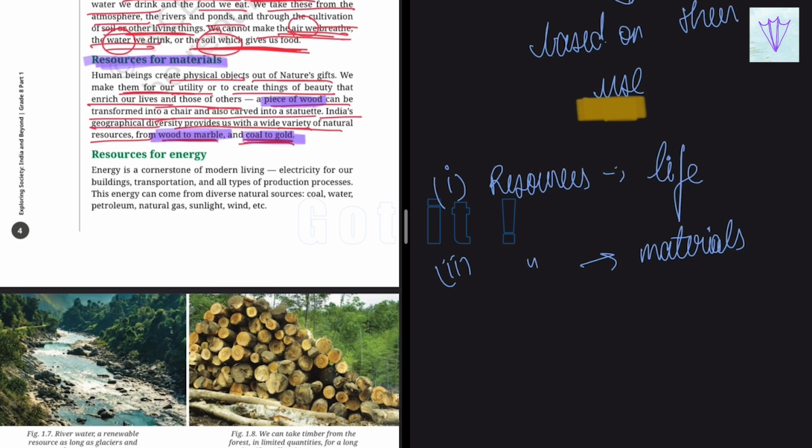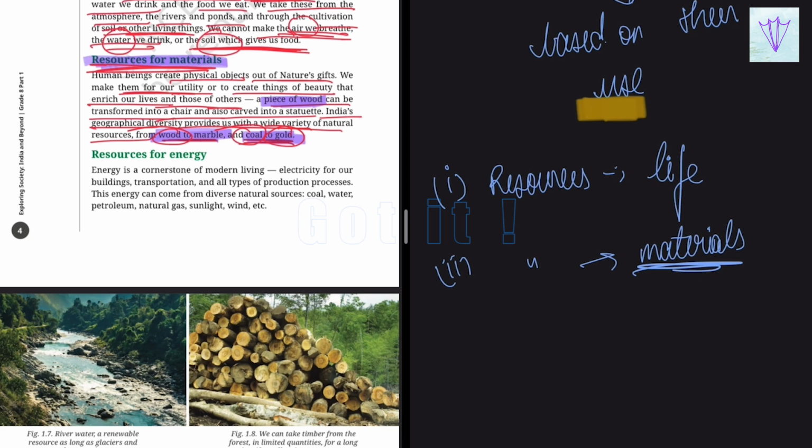Gold is used for jewelry and for investment purposes and many more things, wood for furniture, marble for flooring, and coal for electricity. So all these are resources which are used as materials. We extract gold from nature's mines, and we get wood by cutting trees and making furniture. So this is the second category, that is resources for materials.